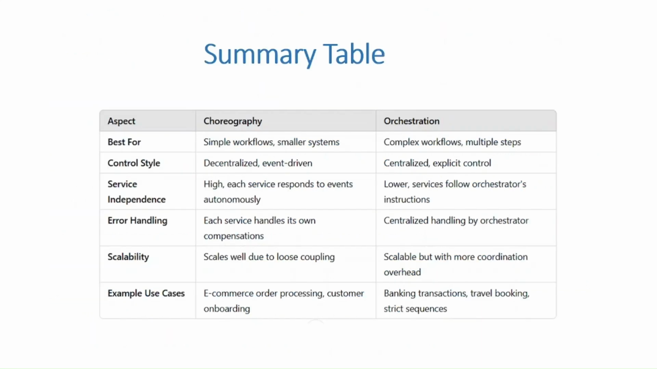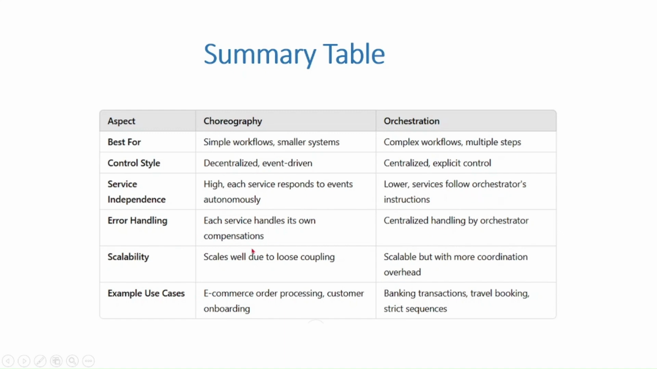Now, whatever we have discussed, this is the summary table for that. Choreography is for simple workflows. Orchestration is for complex workflows. Choreography is decentralized, event driven, whereas orchestration is centralized, with explicit control. Each service responds to events autonomously. The service independence is high. Here it is low because they follow the orchestrator's instructions.